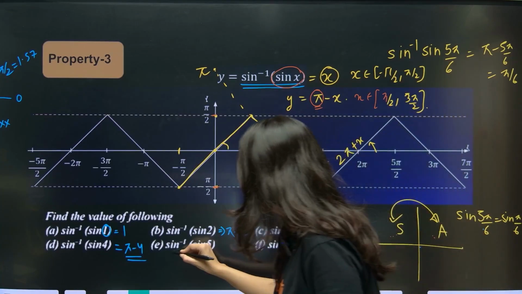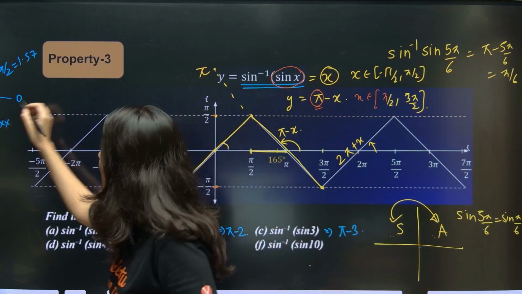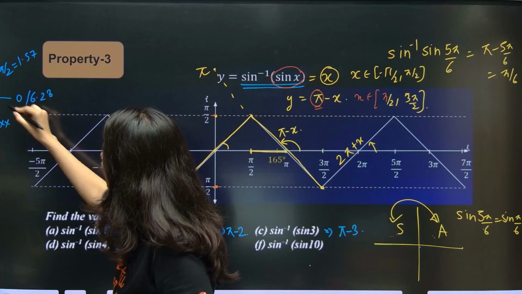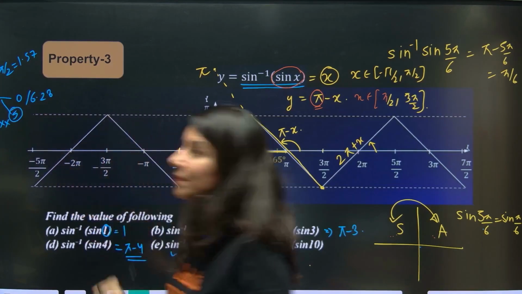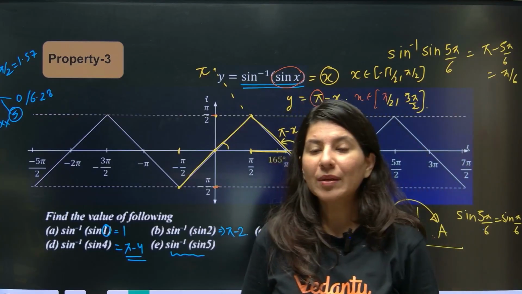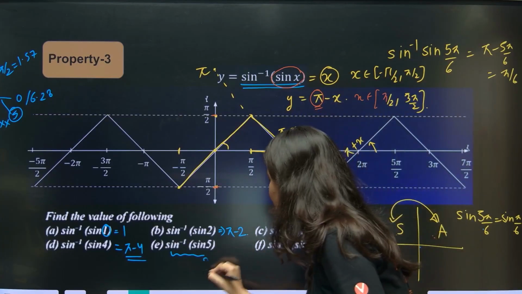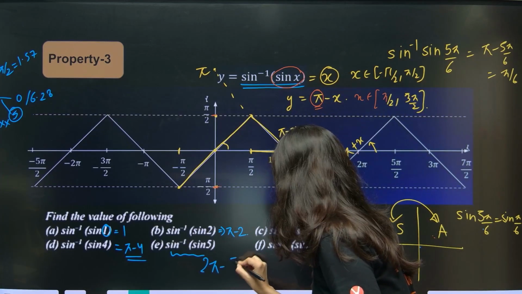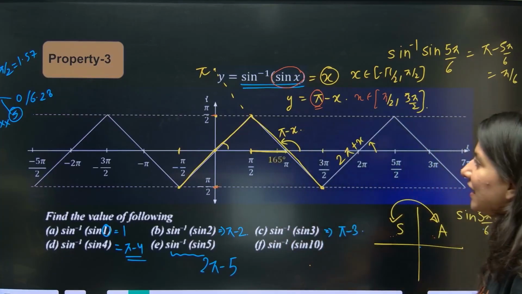Okay. Now sine inverse sine 5. See, this is 3.14, this is 6.28. So 5 is lying in which quadrant? Now we are at the 4th quadrant. Now things will get changed, so it will become 2 pi minus x. So this is 2 pi minus 5.